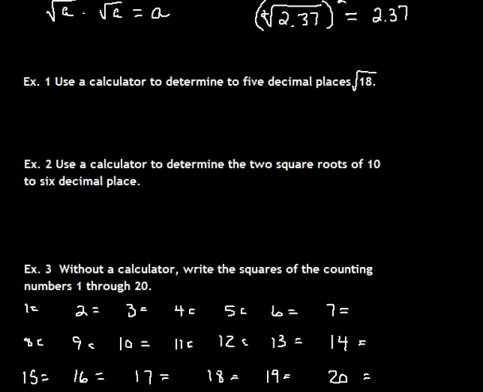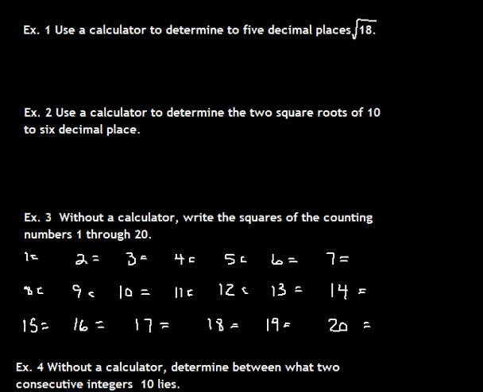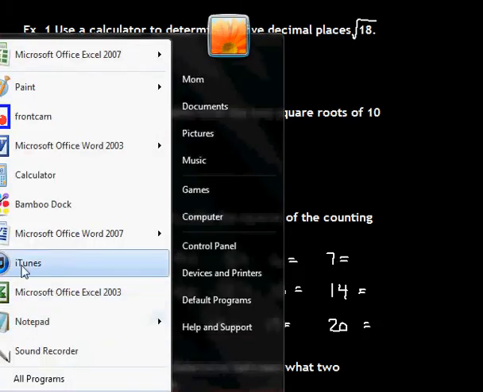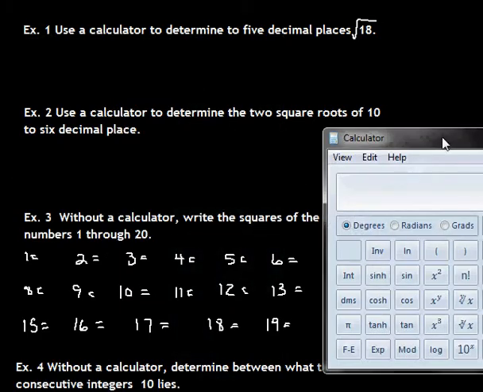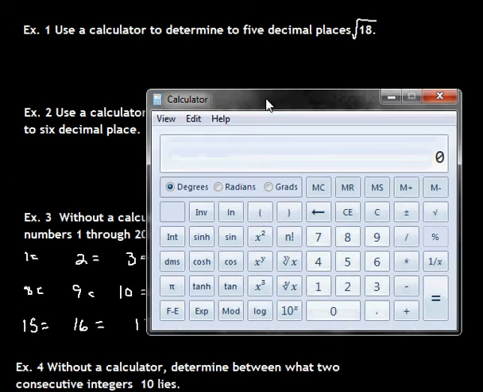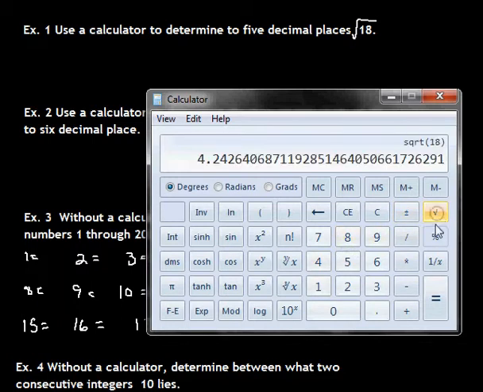Okay, a little bit of calculator work here. Use a calculator to determine to 5 decimal places the square root of 18. So all you have to do is get out your calculator. I'm going to find mine and get it out here for us. Here's my calculator. So you just put in your calculator and then push the square root button, and we're going to get this long number. This is an irrational number. It doesn't end. It goes on and on and on forever. So they just want you to round it to 5 decimal places.